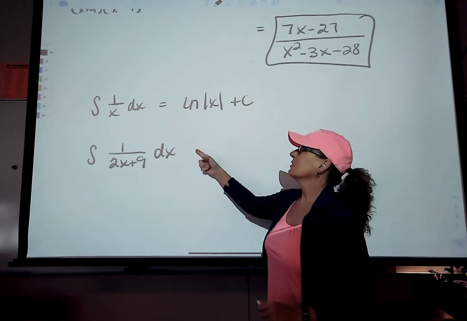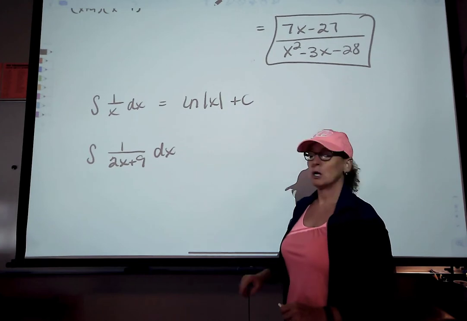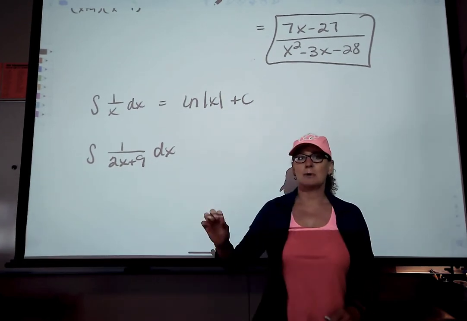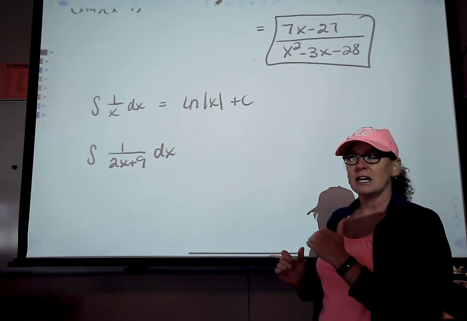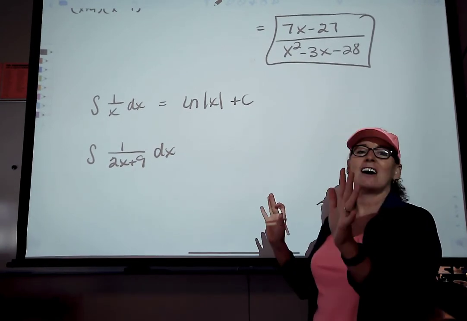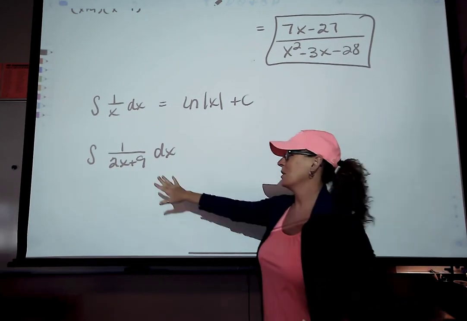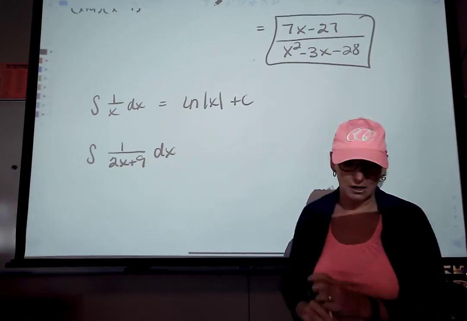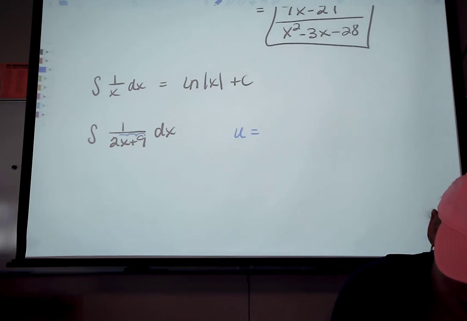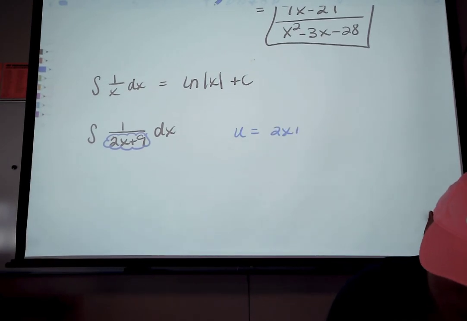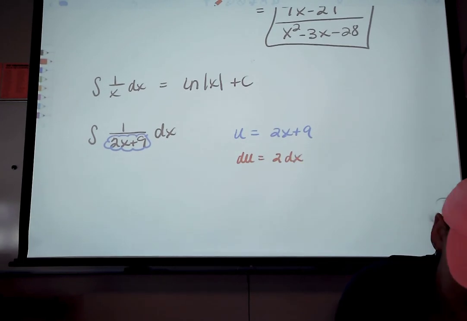If you say that your answer is natural log of absolute value of 2x plus 9 plus c, it's wrong, because this is messy. Technically, you would need to use u substitution. So let me show you the u substitution really quickly, and you'll be like, oh yeah, I've got that. I don't need to show all that u substitution every time I do one of these. You'll get the shortcut here in a minute. So if I were doing u substitution, I would say that u is equal to this. And I would say that du is equal to 2 dx.